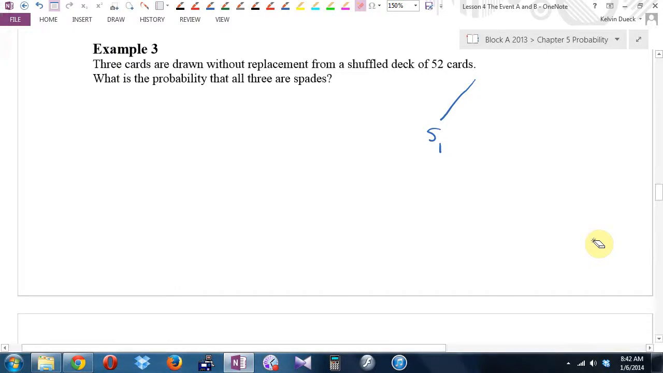So you ready? We're just going to pick up your pencils and draw the branch that we're interested in. I'll use S for spades. I'll use S1 for first card a spade, S2 for second card a spade, S3 for third card a spade. So here's the only branch, the single branch that I'm interested in. How many spades are there in the deck?